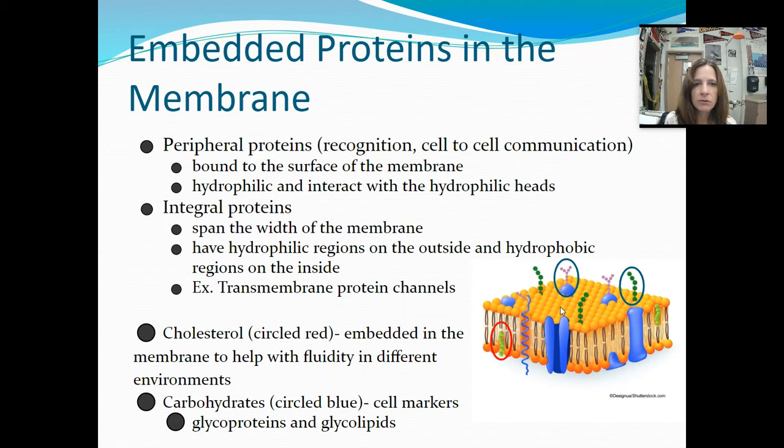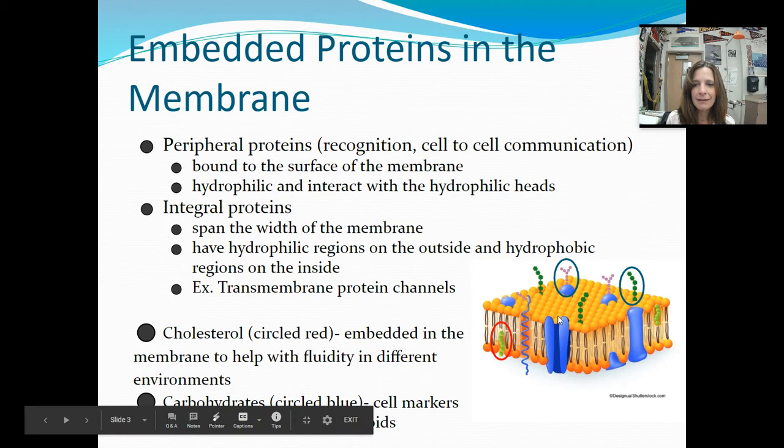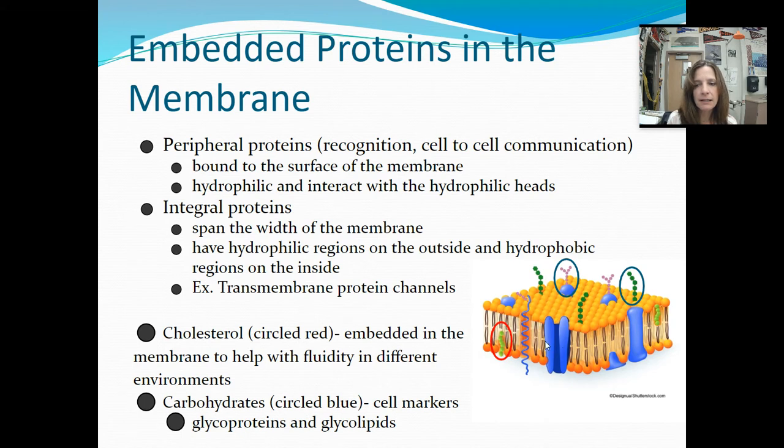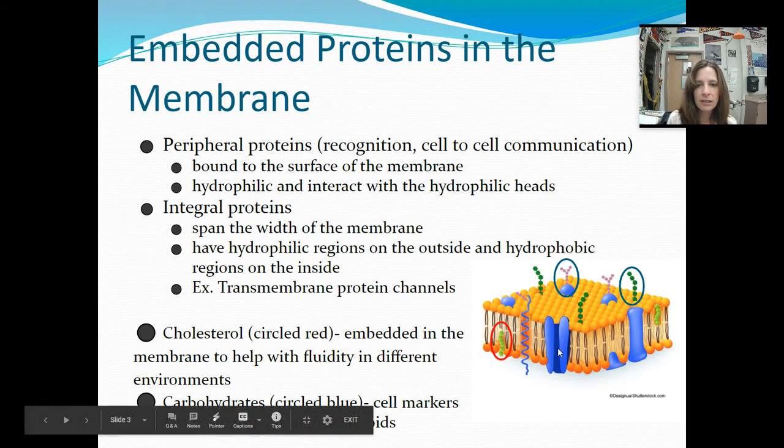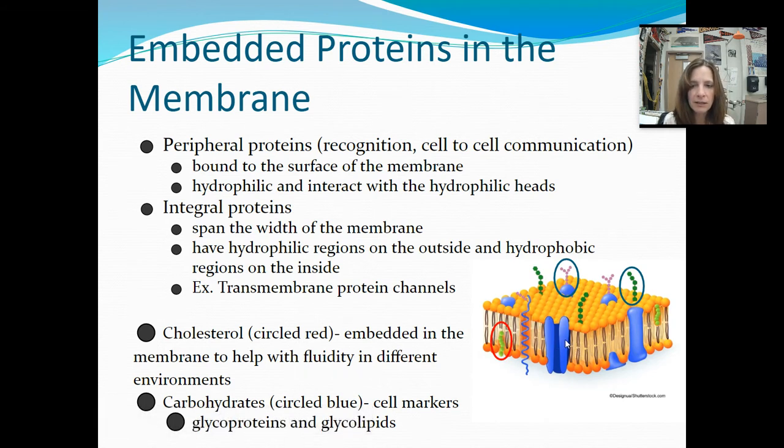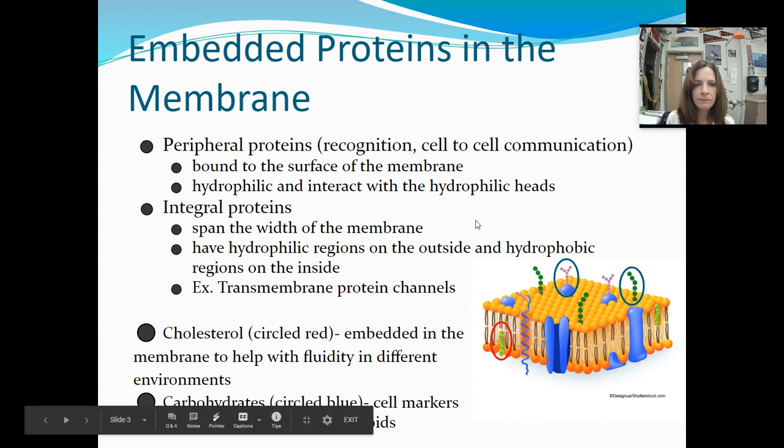The second type of protein is integral proteins. And so those span the distance of the whole membrane. So they have to have a hydrophilic region on the outside and a hydrophobic region on the inside. And an example would be these transmembrane proteins.